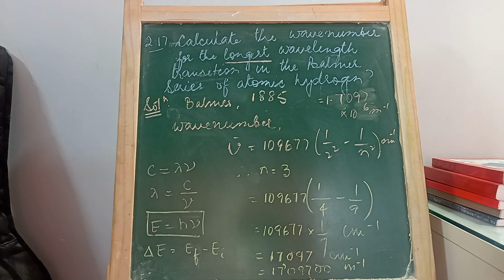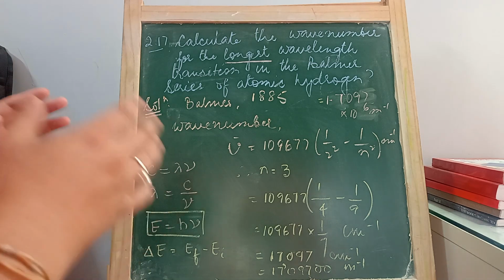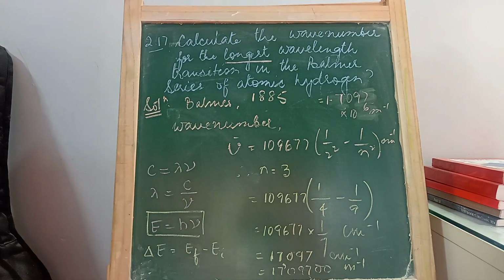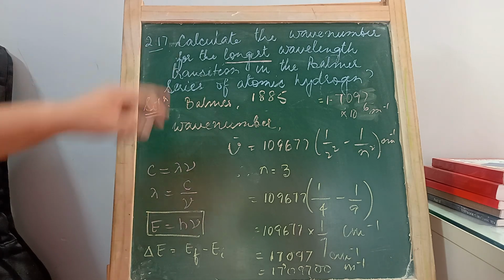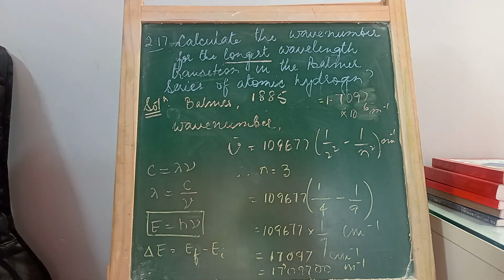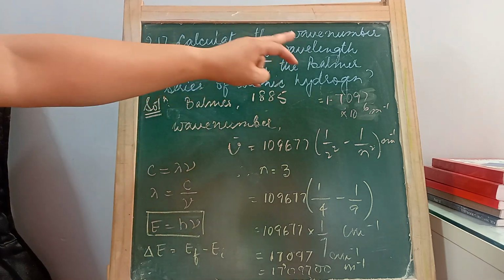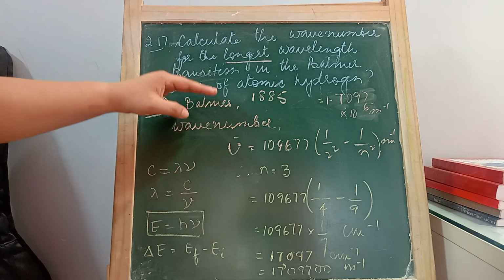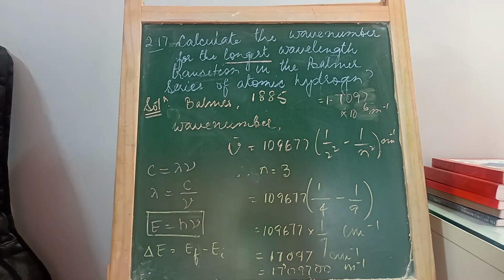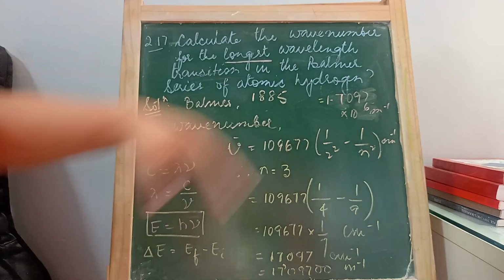So let's begin. We are still in chapter number 2, the structure of atom, a chapter in class 11 chemistry NCERT textbook. We have taken up another question, number 2.17. Calculate the wave number for the longest wavelength transition in the Balmer series of atomic hydrogen. Yes, we are required to calculate the wave number.